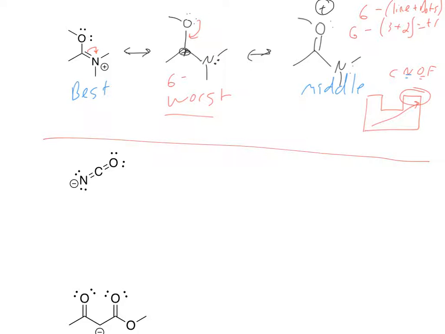Alright, let's try another one. Alright, so what we can do here is we can take this lone pair, push it into the carbon, and push those electrons up onto the oxygen. If we look at those two structures, what this lone pair is doing is it's actually moving in to make a third bond between the nitrogen and carbon. Right, so let's draw that.